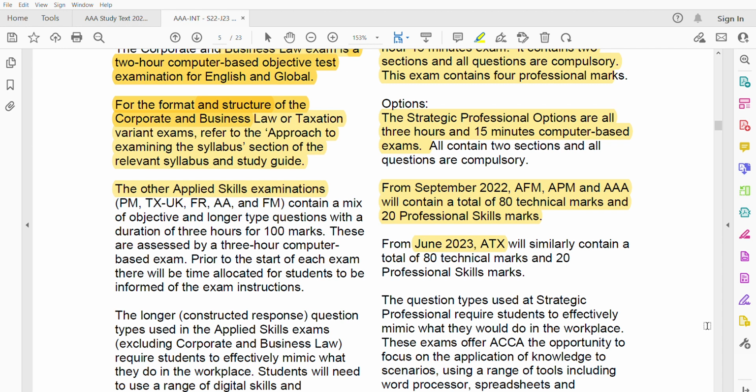So that is the only change that has been made. Rest all everything remains same. The nature of the paper, how it looks like, how many questions there are. Okay, so we'll go through that as well.